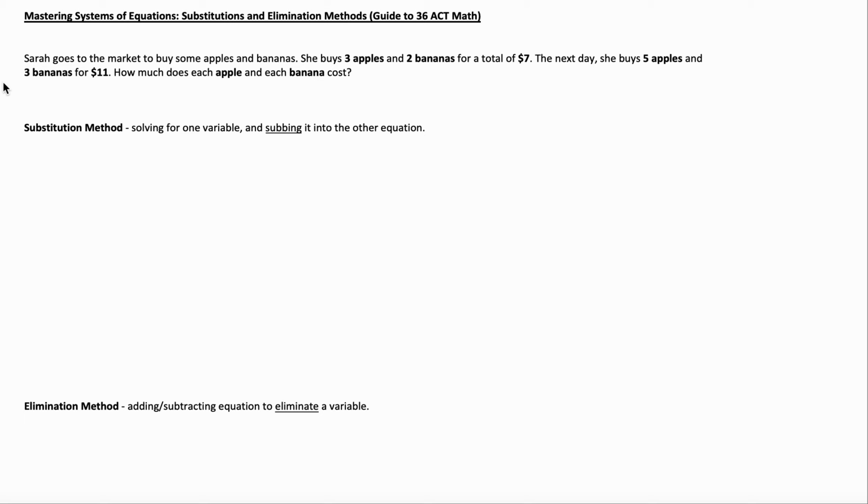Systems of equations. Sarah goes to the market to buy some apples and bananas. She buys 3 apples and 2 bananas for a total of $7. The next day, she buys 5 apples and 3 bananas for $11. How much does each apple and banana cost? Oh boy, where do we start?